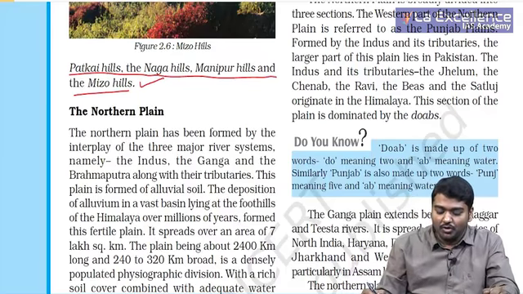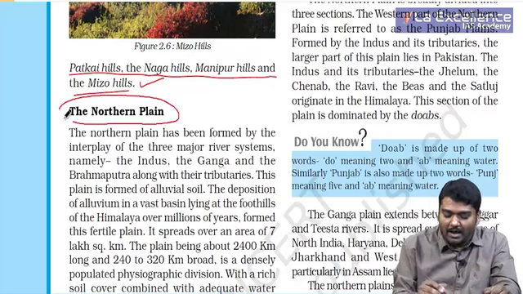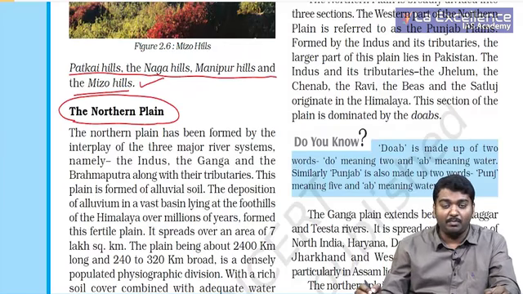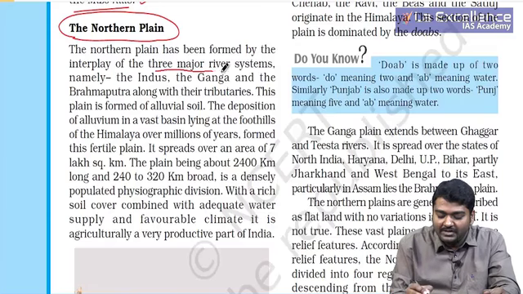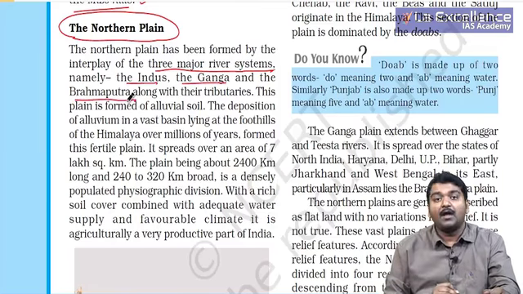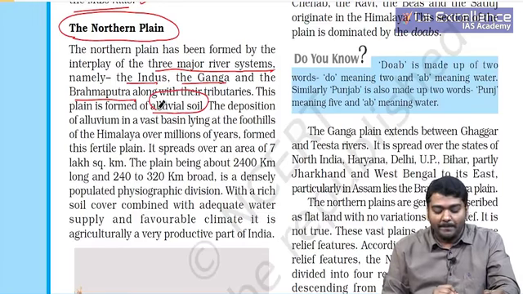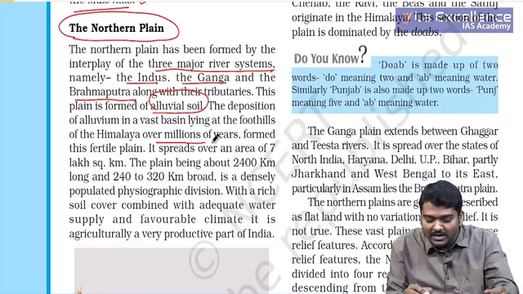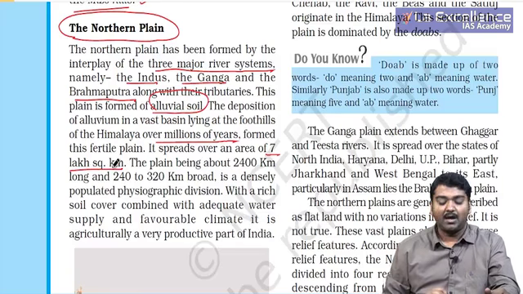Then we need to look at some of the most important concepts, that is the northern plain. I told you in the bulge, depositions took place and they led to the formation of plains. The northern plain has been formed by three major river systems, the Indus, Ganga and Brahmaputra, and these rivers bring alluvial soil. The deposition of alluvial soil has taken place over millions of years and they have spread over 7 lakh square kilometers. Not required.